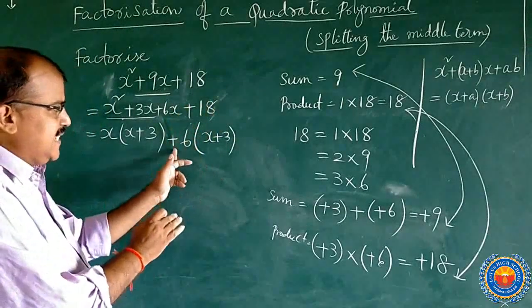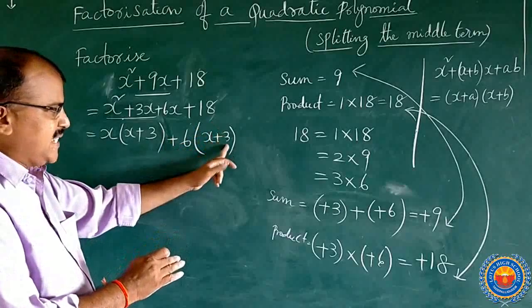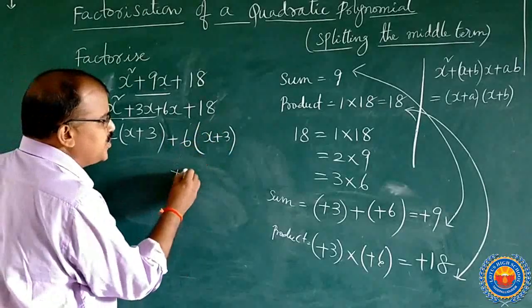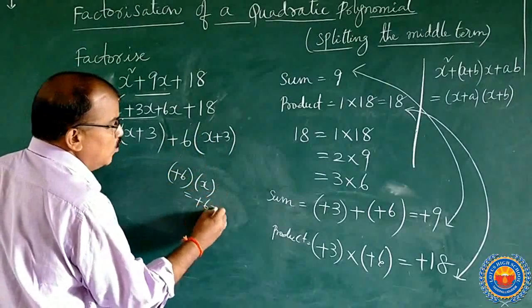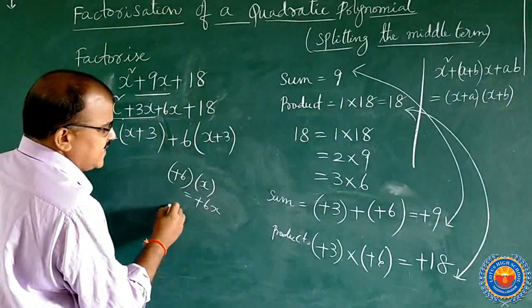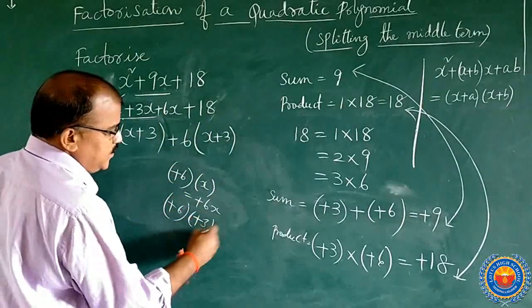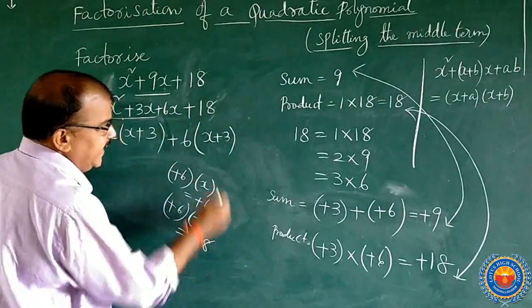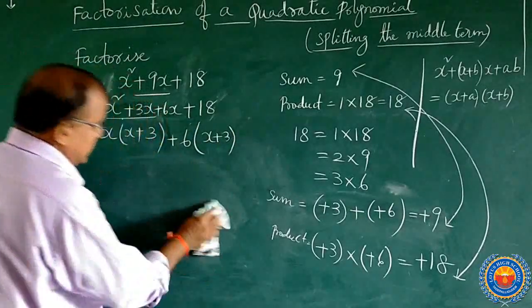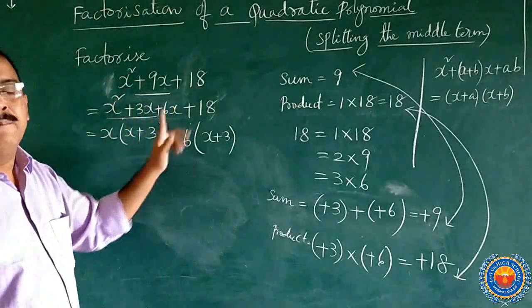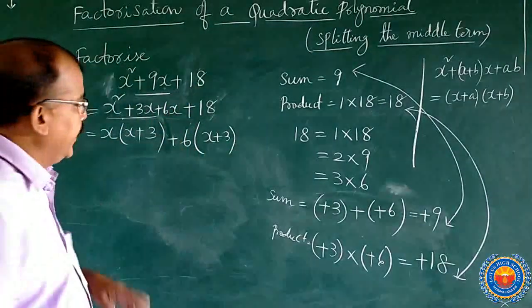So plus 6 into x is plus 6x, and plus 6 into plus 3 is equal to plus 18. Yes, okay. Now once again, we have to do it the same way, but I did it in a different way. You can follow the same way, then it will be easy for you.